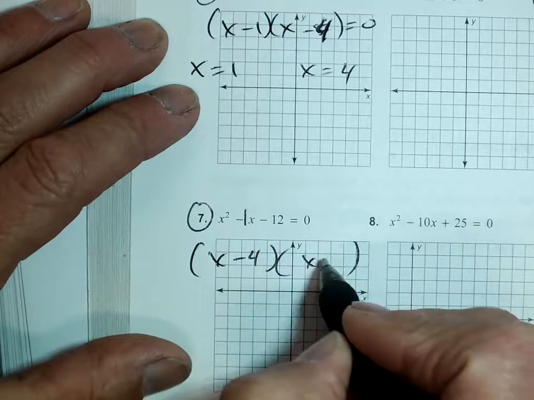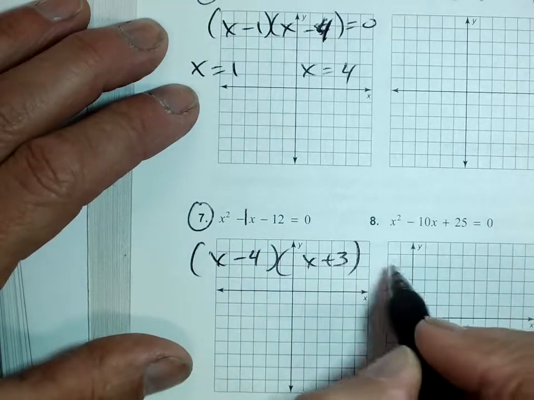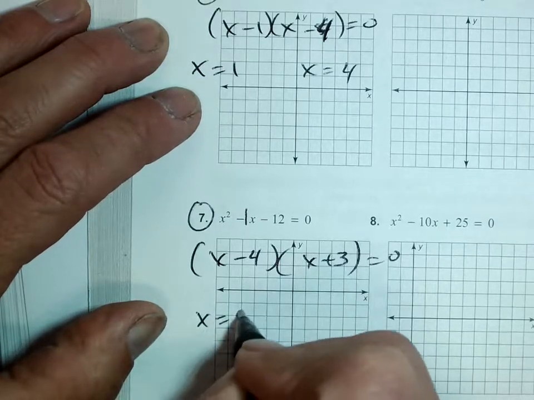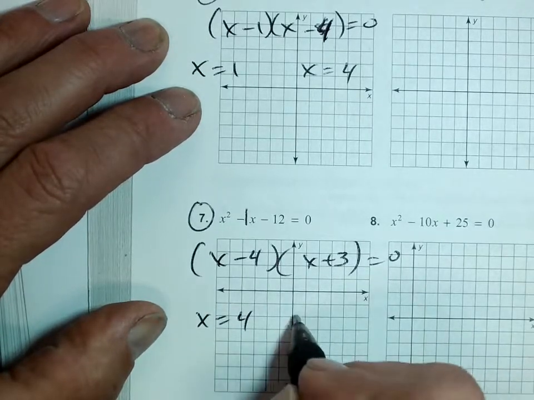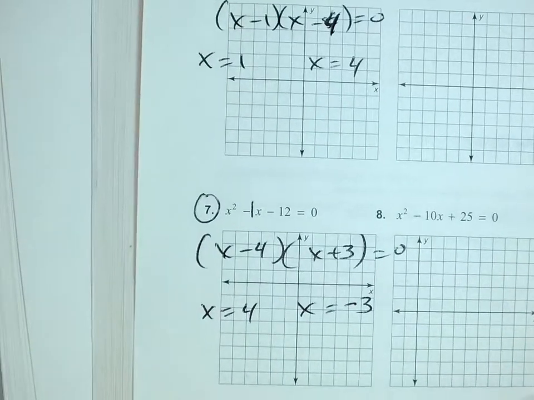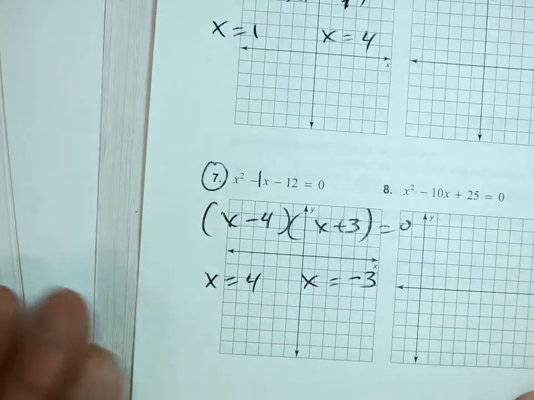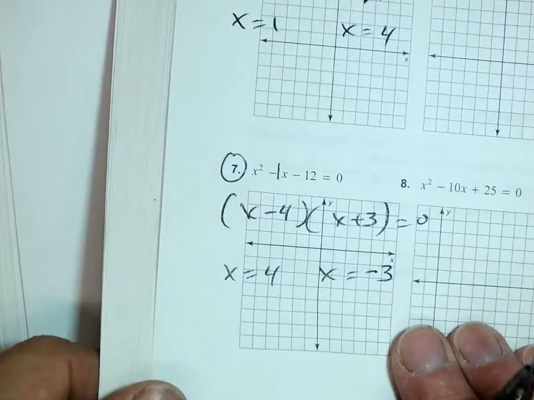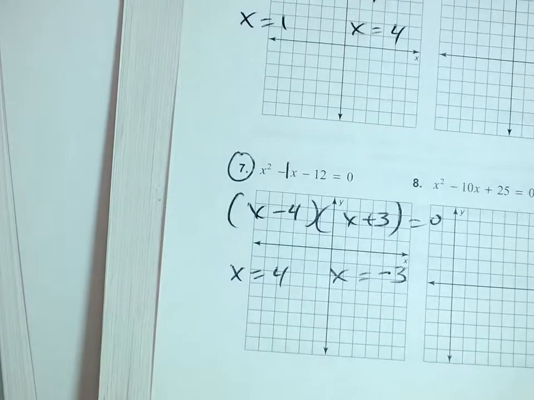Negative 4, positive 3. I have my mini equations, so I get x equals 4 and x equals negative 3. And if you were to graph it, that's exactly what you'd see, okay? Am I making sense? It's not that hard, is it? I prefer to factor. I think it's easier and faster, and it's more accurate.